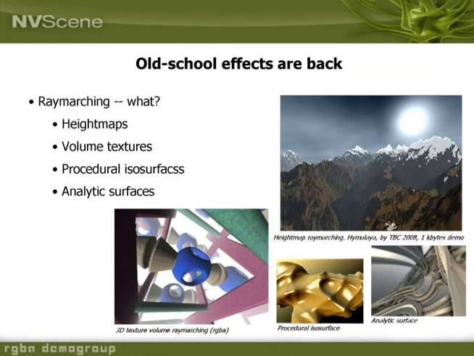So again, what can you ray-march? Anything you want. You can ray-march height fields or terrains or 2.5 dimension objects, as they call them also. You can ray-march volume textures, so 3D textures with 1 and 0 saying solid or not solid, object or not object. You can ray-march procedural isosurfaces like metaballs or anything you want, or analytic surfaces. So actually I have one example of each here.